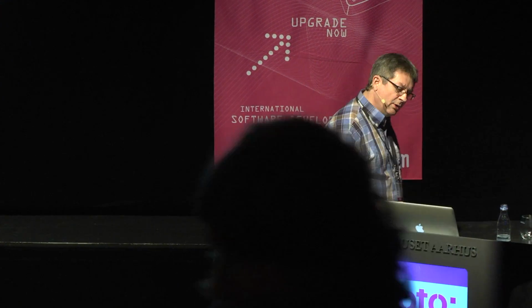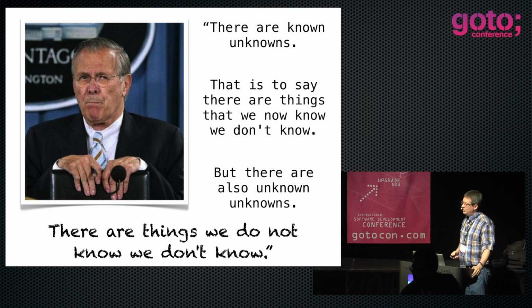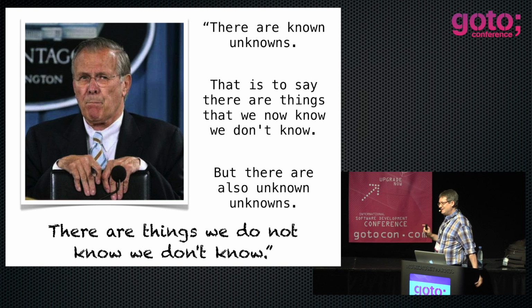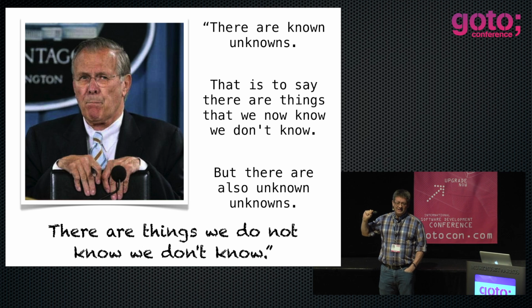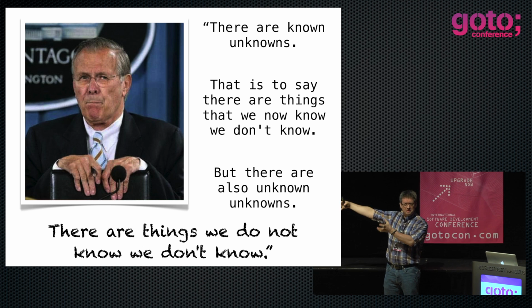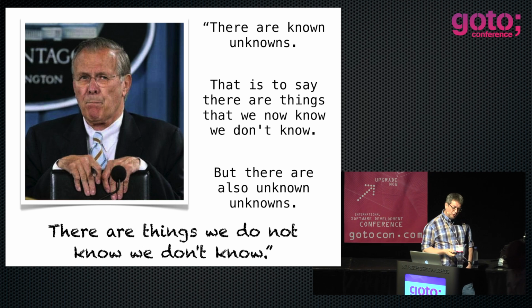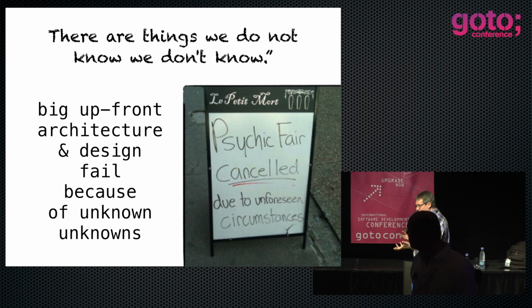But I'm going to start with the poetry of Donald Rumsfeld, who very famously said, there are known unknowns. That is to say, there are things that we now know we don't know, but there are also unknown unknowns. There are things that we do not know we don't know. And he didn't realize it, but he was really talking about software here. Because this, it turns out, is the deadly thing in software. It's not the known unknowns, because you can make contingency plans for that. You know, we don't really understand how that works, so let's plan some time to research and develop that and think about it. It's the unknown unknowns that end up killing you. And in fact, this is the thing that ultimately kills any kind of big, giant, upfront design effort in software. You always get nabbed by the unknown unknowns.